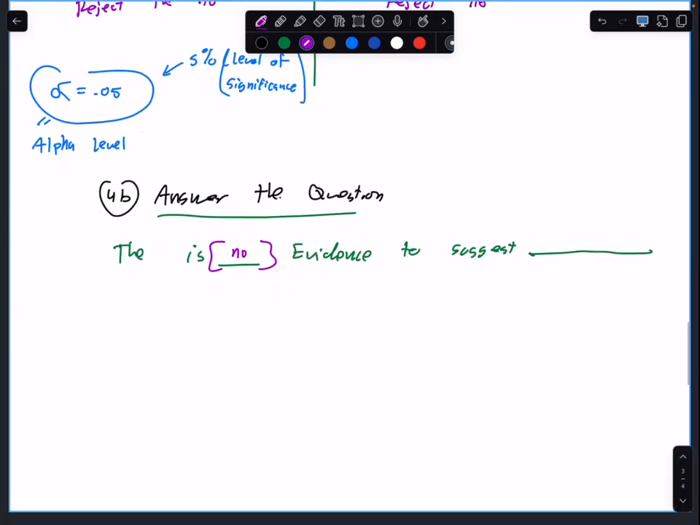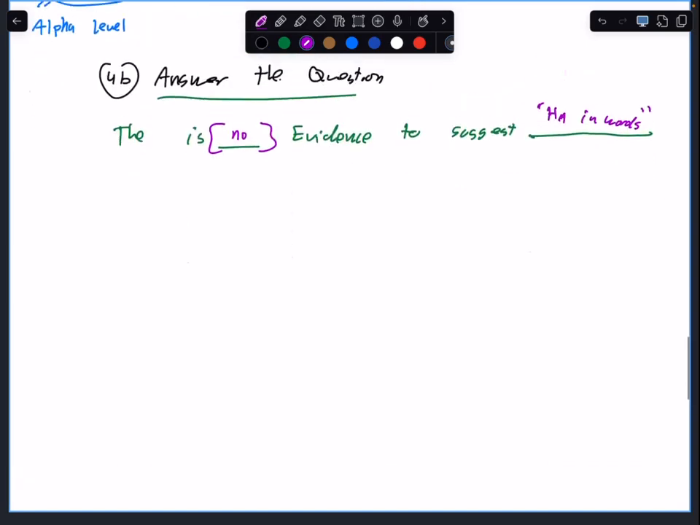And to suggest, the dot right here is basically where you are just putting the alternative hypothesis in words. Basically, you're going to copy the question down. What are we trying to do? There is evidence that the proportion of M&Ms that are blue is less than 24%. So that's what we're trying to find on this one.